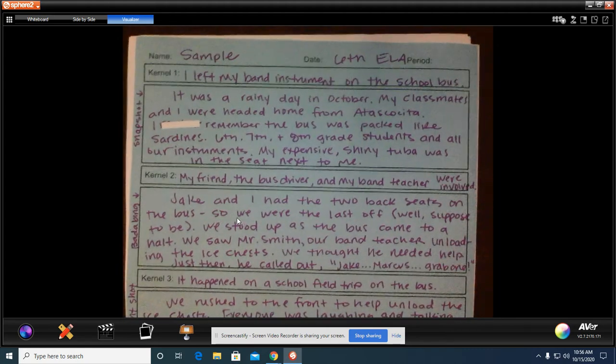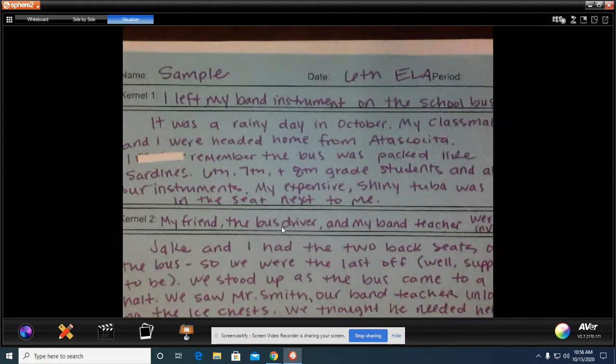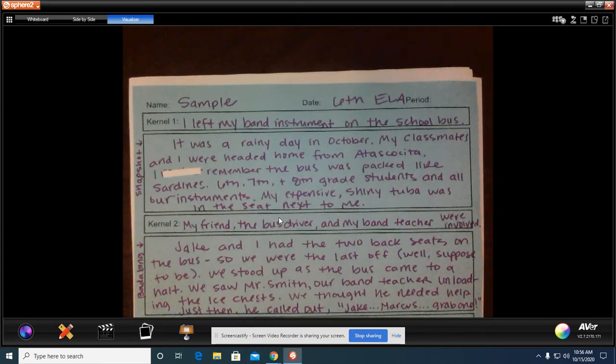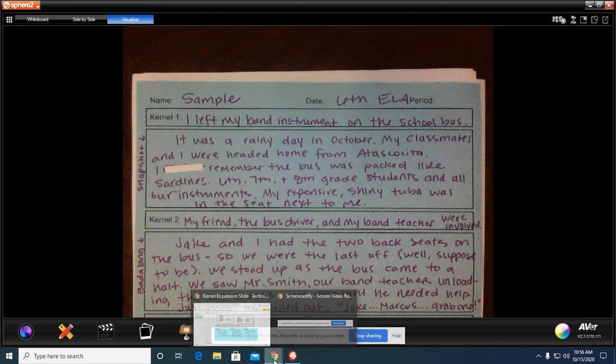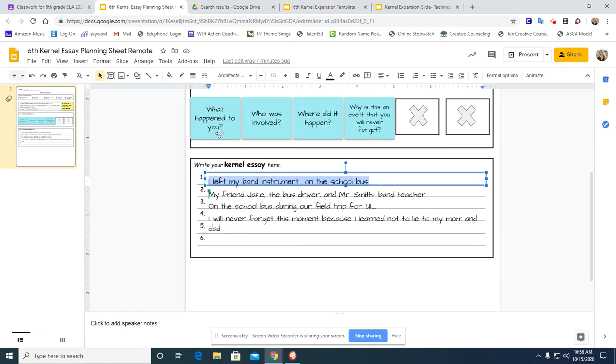Okay, my handwriting is a little messy, but I think you'll be able to see what I did. So yesterday, kernel 1 for me was that I left my band instrument on the school bus. Remember, we're trying to answer question 1, what happened to you yesterday? The answer was I left my band instrument on the school bus. How can I turn that into a paragraph?